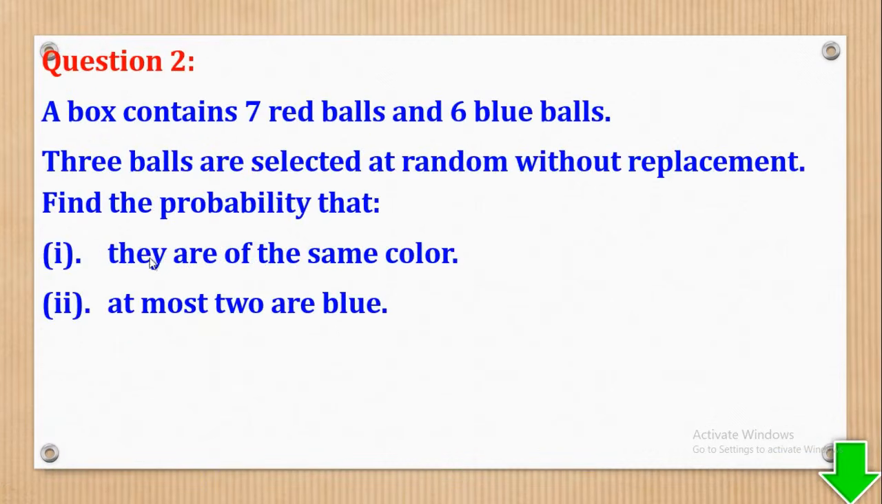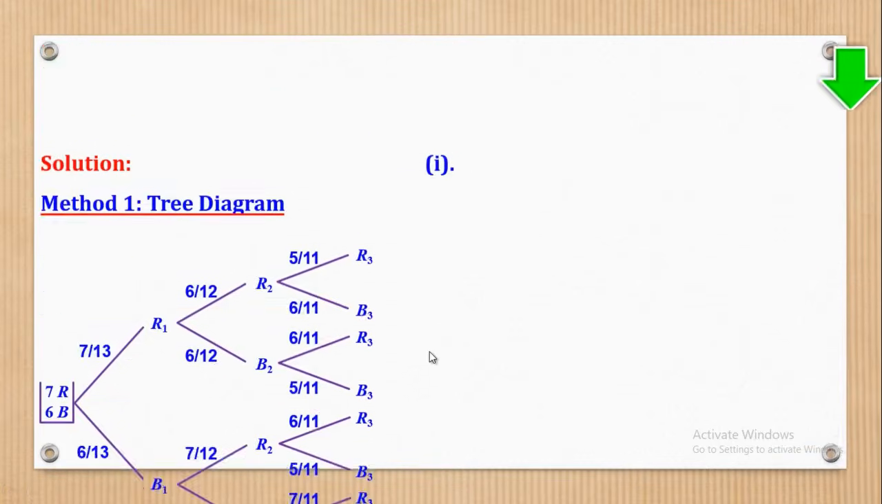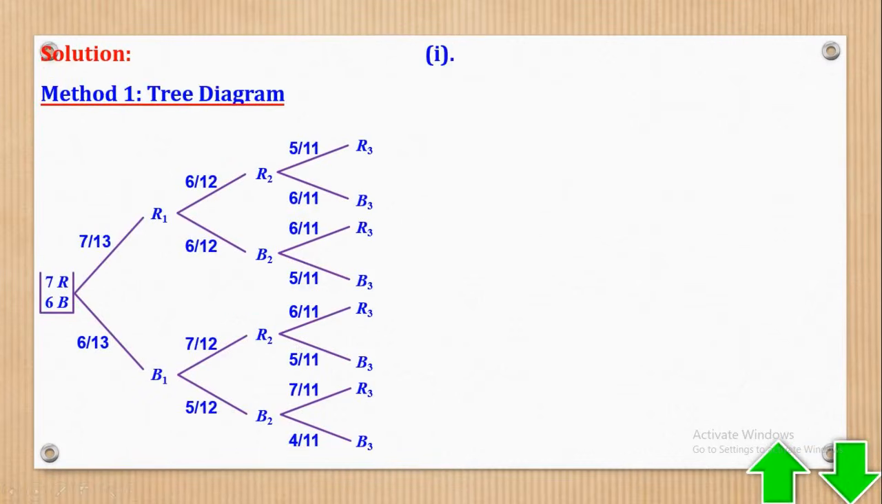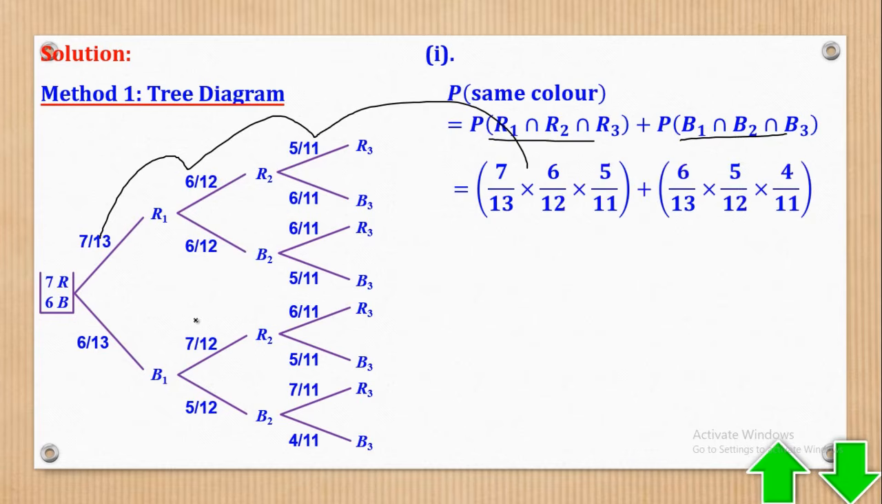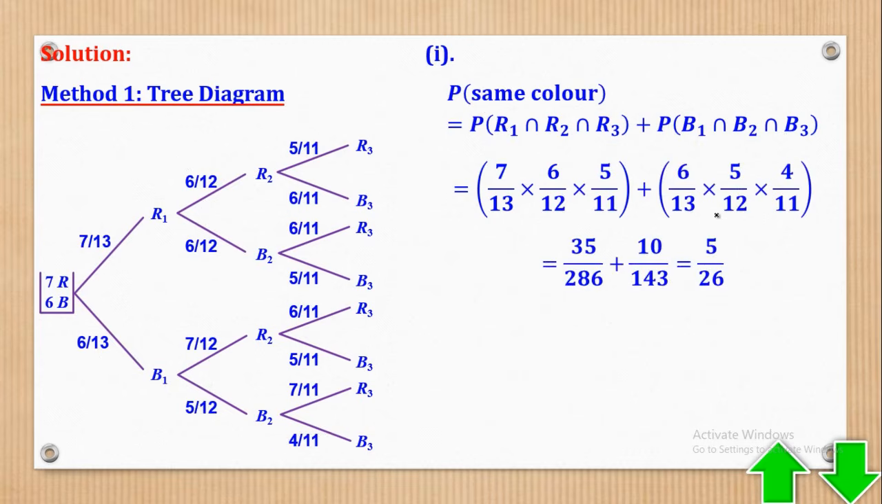Roman 1 said probability that they are of the same color. So same color, all can be red or all can be blue. So this is all red and this is all blue. All red will be this times this, which is here. And all blue will be this times this, which is there. So when I simplify, I'll come up with 5 over 26 as the required probability.